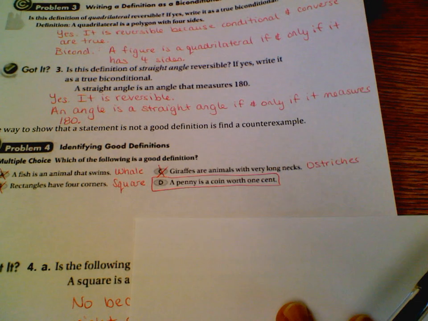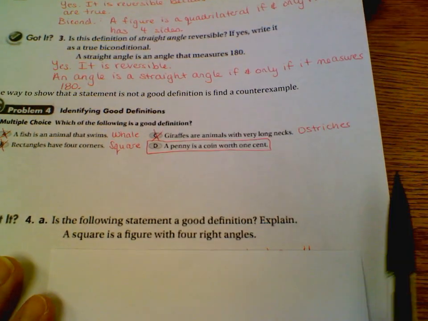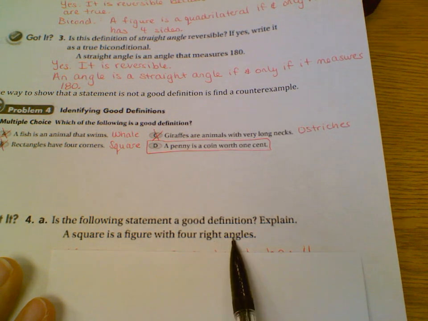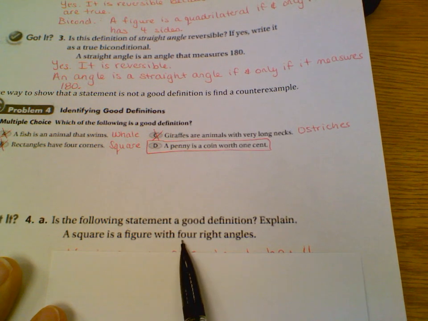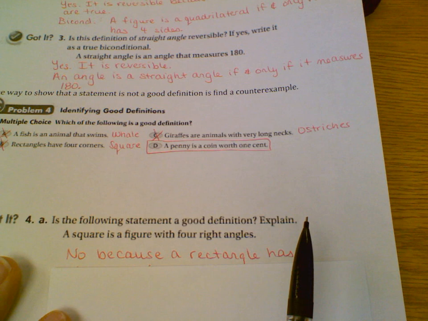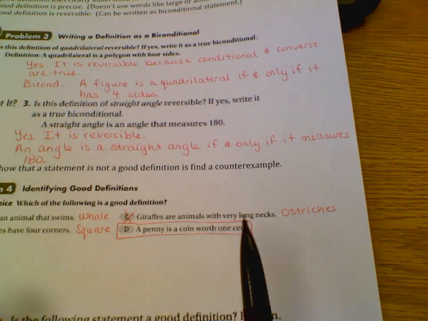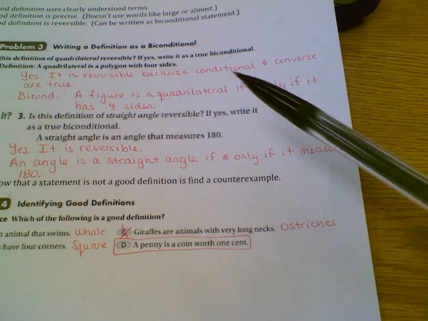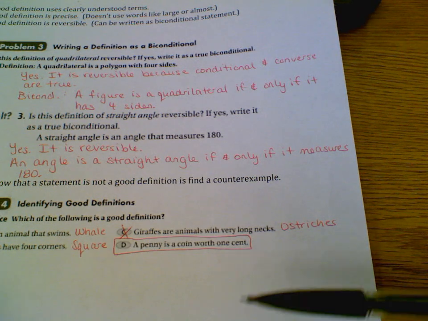Pause the video and try the next. So which of the following is a good definition? Or is the statement a good definition? A square is a figure with 4 right angles. This is not a good definition because I can think of something else that has 4 right angles, and that is a rectangle. So no, because a rectangle has 4 right angles. So good definitions can be written as biconditionals, but if you can find counterexamples for your definitions, then it's not a good definition.